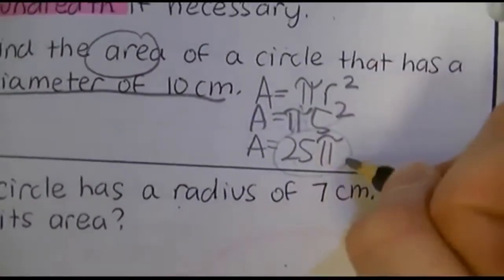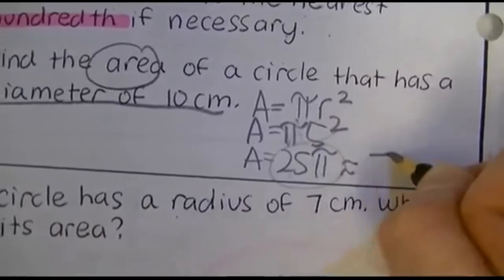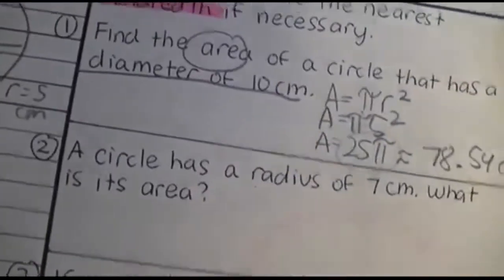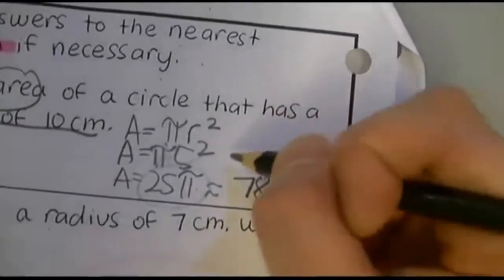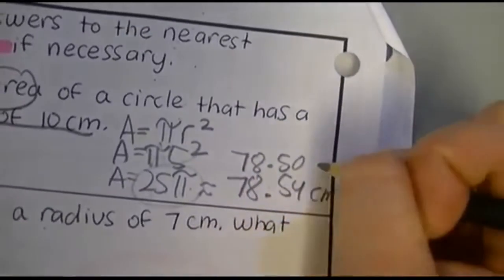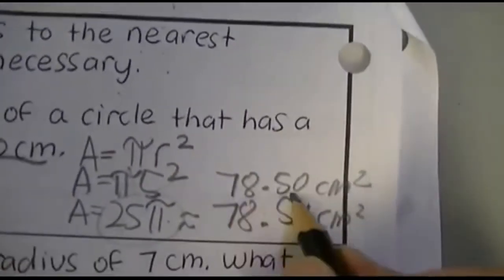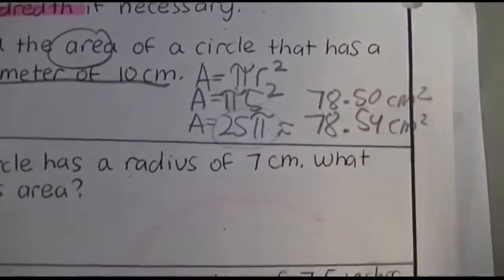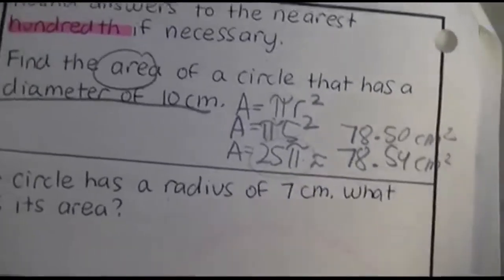So anyway, 25 pi is approximately 78.54 centimeters squared if you use the pi button on your calculator. If you did not use the pi button on your calculator and you use 3.14, you would probably get this. Okay, so this is using 3.14, this is using the pi button. Either one would be completely acceptable. But on the SBAC or NUIA, use what they tell you to use.